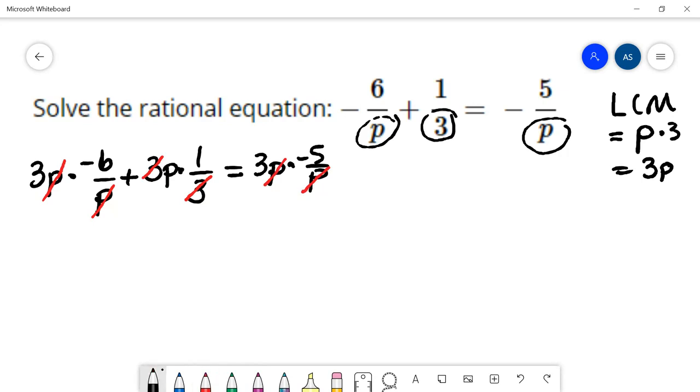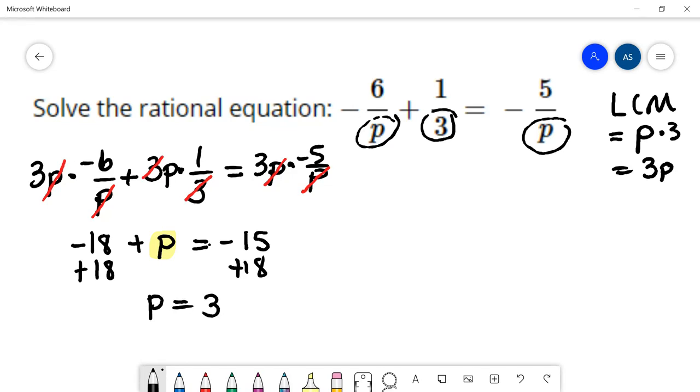In the first term, we have 3 times -6, which is -18. In the next term, we have p times 1, which is p, and in the last term, 3 times -5 is -15. Now we're going to solve the equation that we have left. I notice the variable p is to the first power. This is a linear equation, and I'm going to solve for p, getting p by itself. I'm going to add 18 on both sides. This gives me p equals 3.